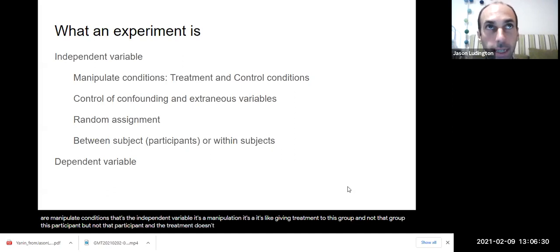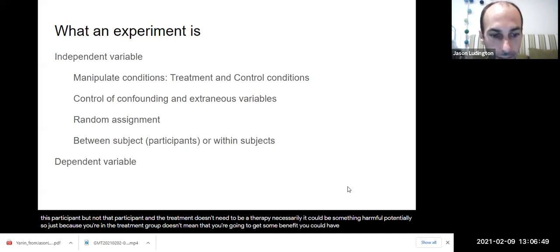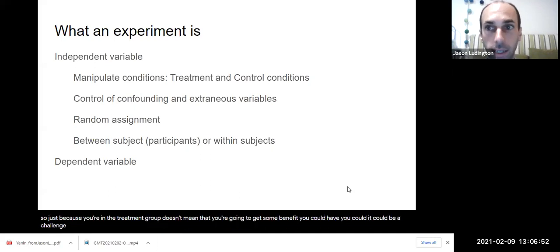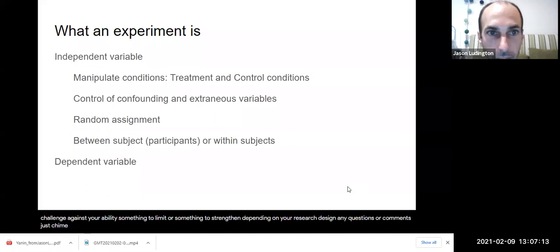And the treatment doesn't need to be a therapy necessarily. It could be something harmful potentially. So just because you're in the treatment group doesn't mean that you're going to get some benefit. It could be a challenge against your ability, something to limit or something to strengthen, depending on your research design. Any questions or comments? Just chime in if you want.